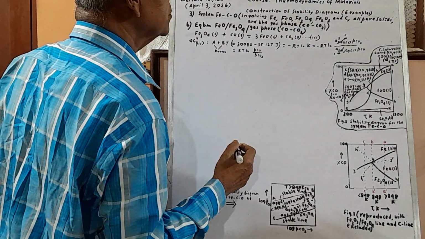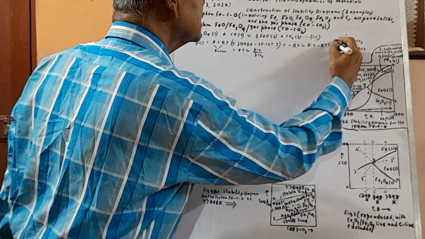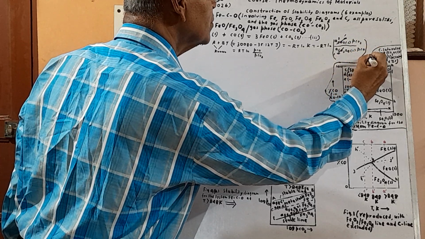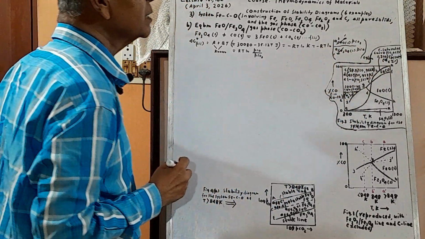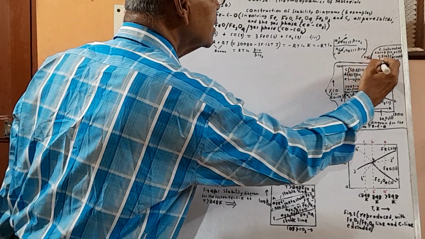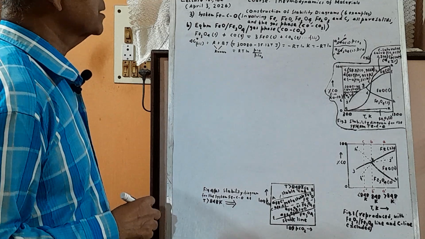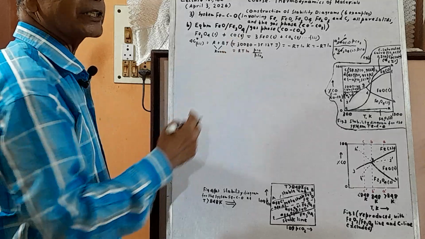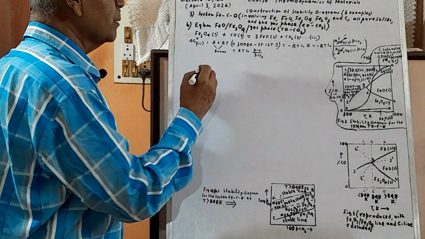So you may write this here, if you are interested. But you know that this is under equilibrium. Just so you understand, this is the PCO by PCO2 at equilibrium. This equilibrium value will be plotted here, but we will actually do some manipulation.